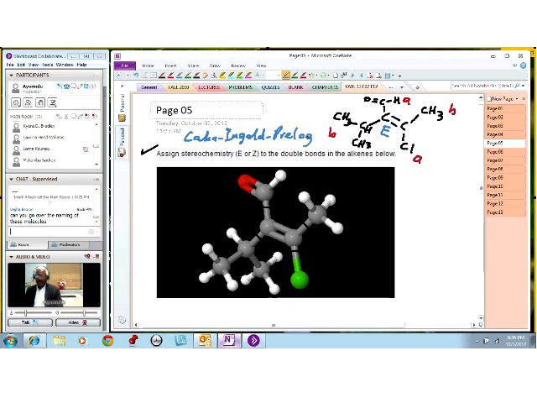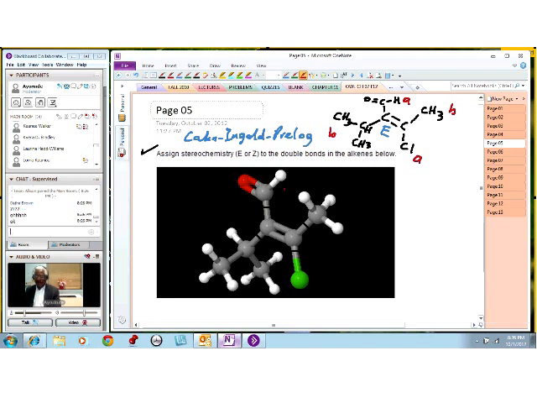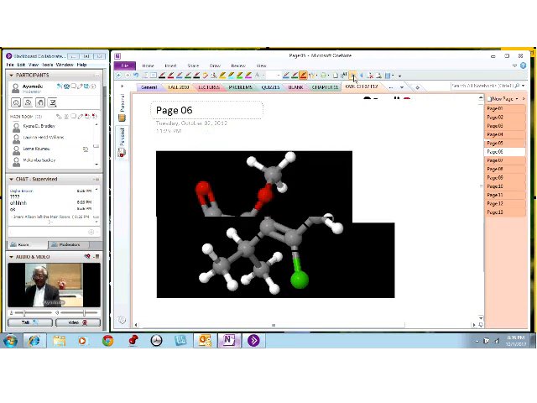Cahn-Ingold-Prelog. Okay, so let us go to the next one. Somebody says, can I name this molecule? No, at this point, we do not want to do that because we have not done this class of compound. Until we get to this class of compound, nobody is going to ask you to name the molecule. All we can tell you to do at this point is to assign the stereochemistry E or Z to the double bond.